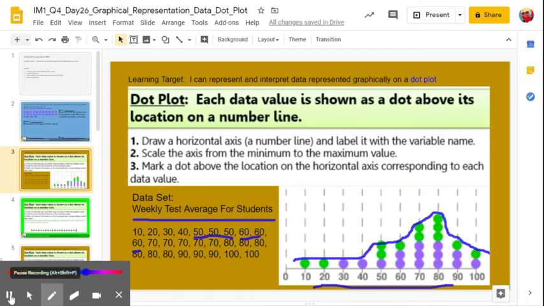I want to mention you can also use little X's instead of dots if that's easier for you to write. You just make a little X, and if you can be more consistent that way, you can use X's instead of dots if you like.